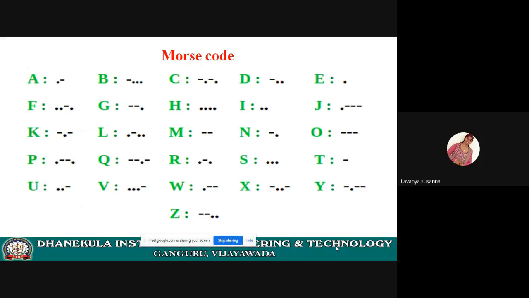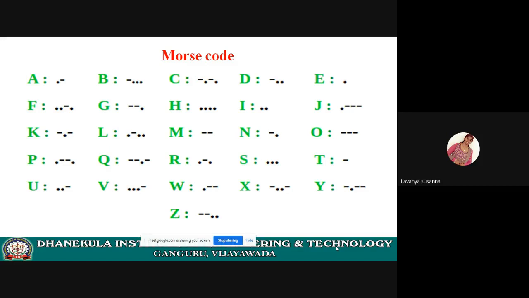Next, D. D means a dash and two dots. That means a long beep and two short beeps. Remember that a dash means a long beep and a dot means a short beep sound. Everything is represented using beep sounds only. Next, E means only one dot, a short beep. That's all.